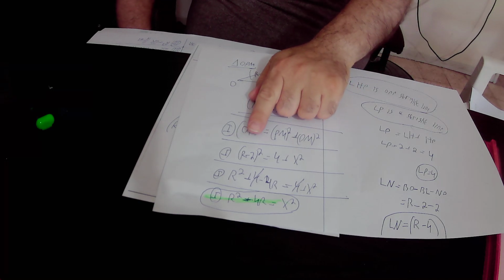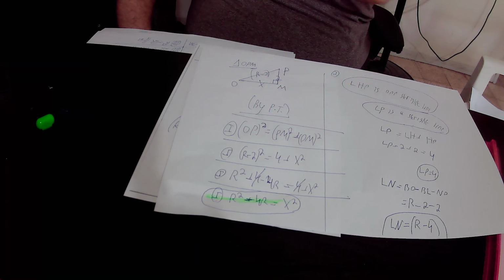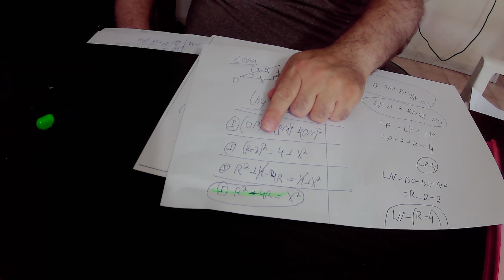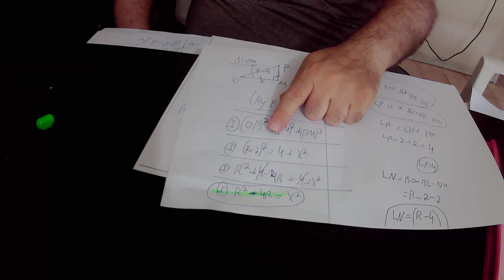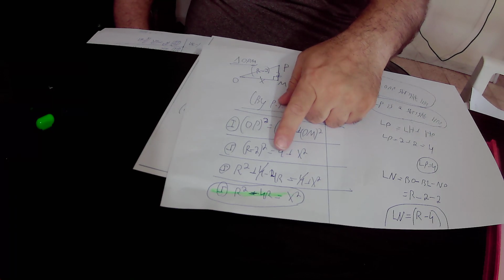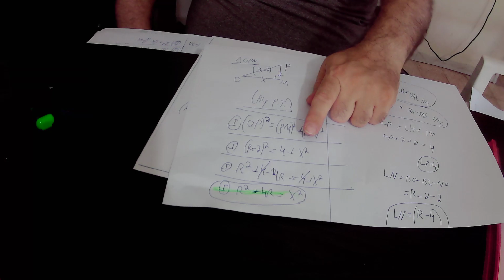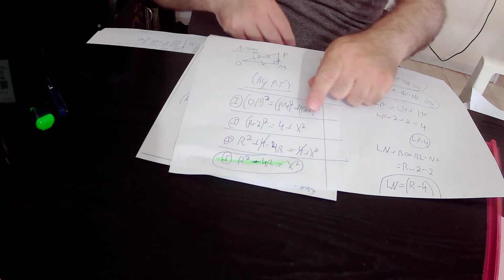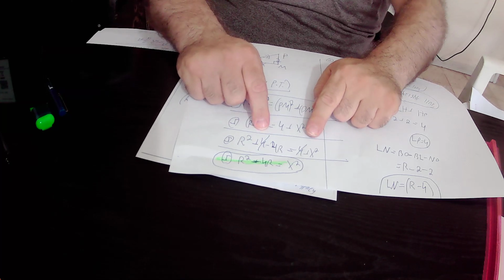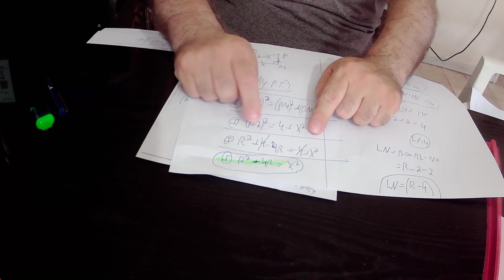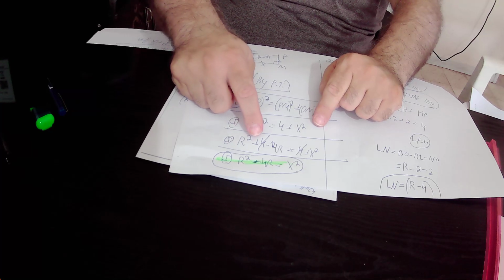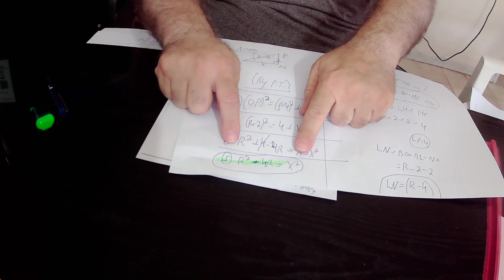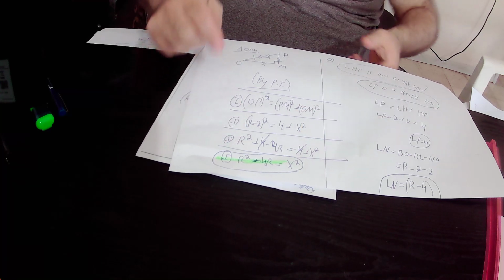Here we open the brackets on this side of equation number 1, and we found out that R minus 2 square equals R square plus 2 square, that is 4, minus 2 times R times 2, that is minus 4R. And on the other side of equation number 1, we have 4 plus X square. We have 4 on both sides, so 4 will get cancelled, and we are left only with R square minus 4R equals X square. So according to equation number 1, R square minus 4R equals X square.